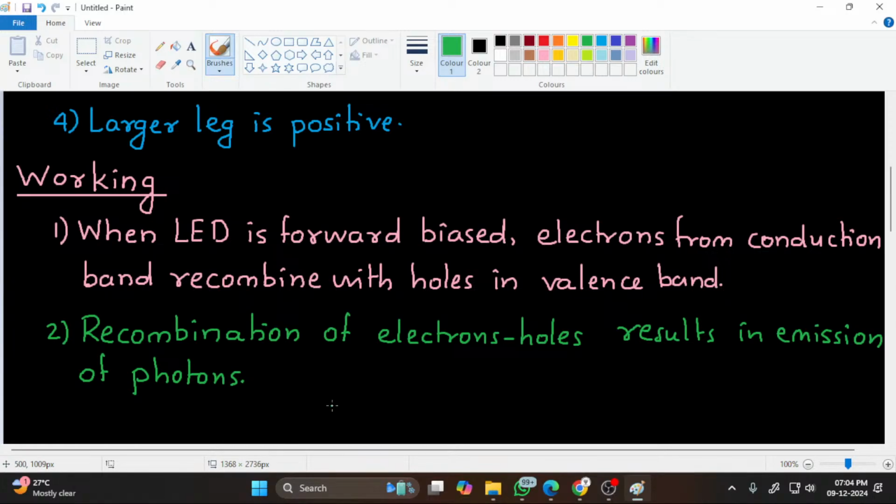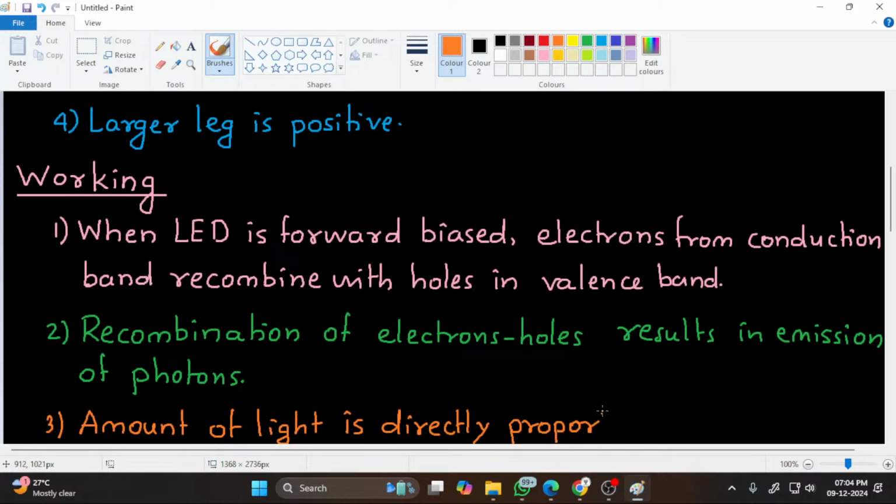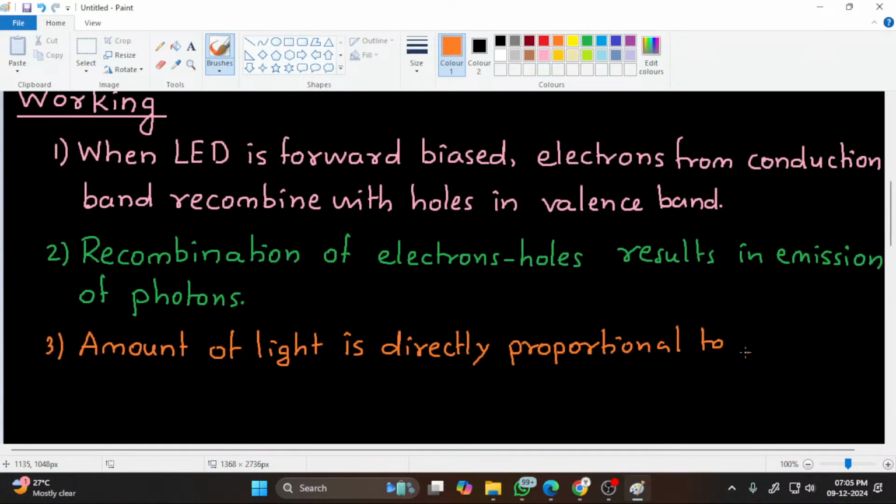The amount of light is directly proportional to the forward current, meaning the intensity of light or amount of light is directly proportional to forward current. The more the forward current, the more the amount of light.